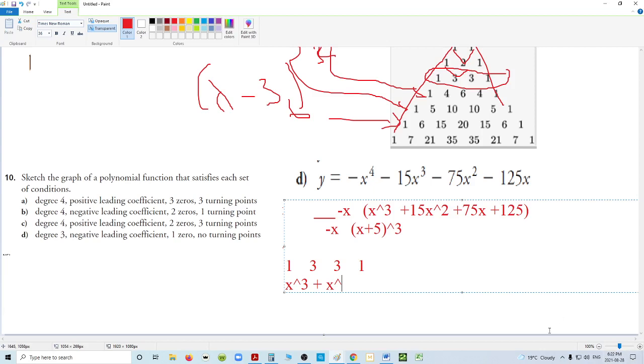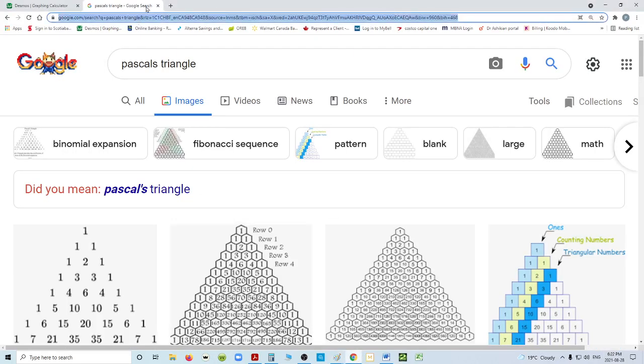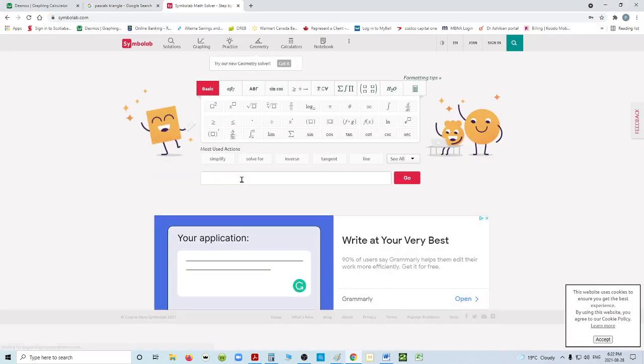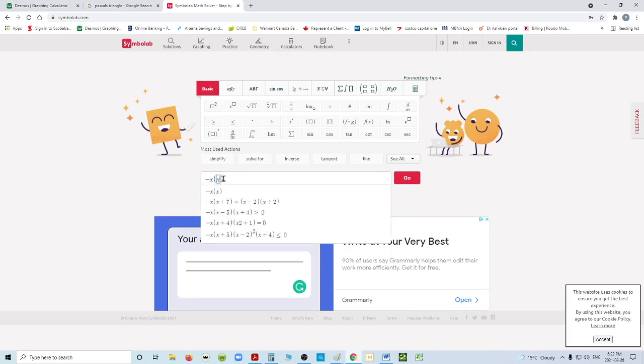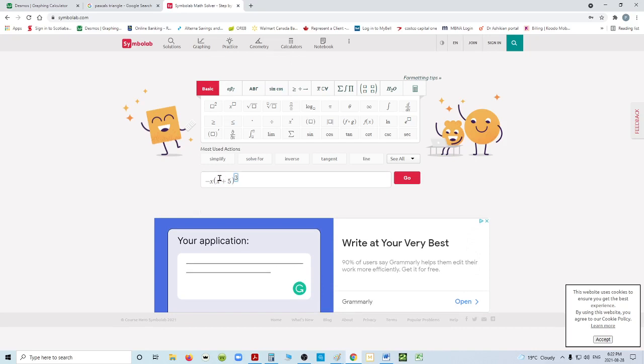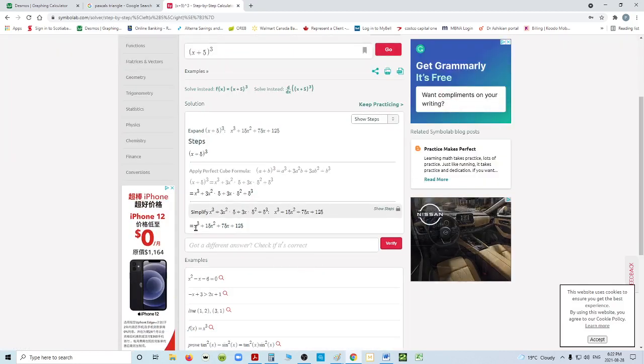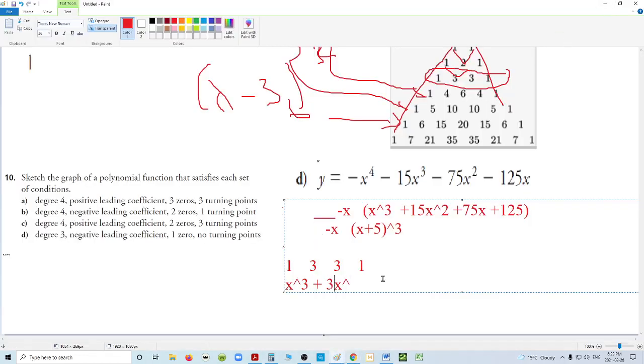I'm going to do Symbolab and let it expand for me. Minus x and x plus 5 cubed. Actually, let's just let it expand x plus 5 cubed first. Oh yeah, it does do 15x squared. Oh yeah, stupid me. I forgot to put the 3 in front, and then it's 5 to the 1, and 3 times 5 to the 1 is 15.